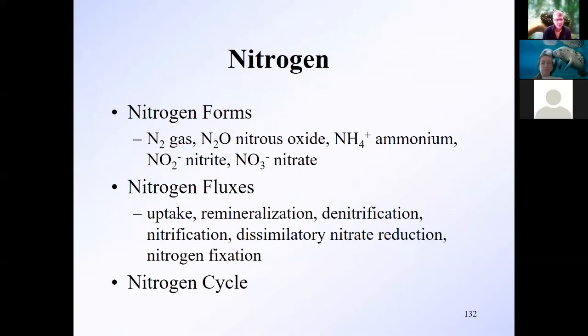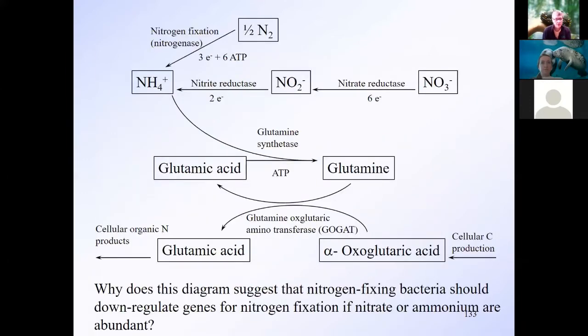And we're going to talk about the major nitrogen fluxes. There's uptake first, mineralization. Denitrification is an important one for blowing off nitrogen to nitrogen gas, nitrification, dissimilatory nitrate reduction, and nitrogen fixation. So we'll start with the uptake here. And we see on the top, we have nitrogen gas and ammonium and nitrite and nitrate. And ammonium is the form that nitrogen has to go in to get into building proteins.